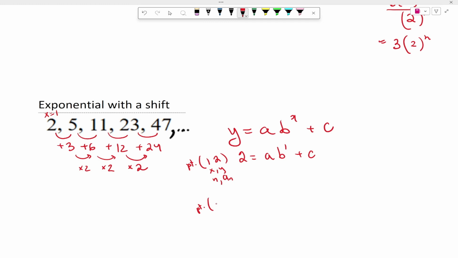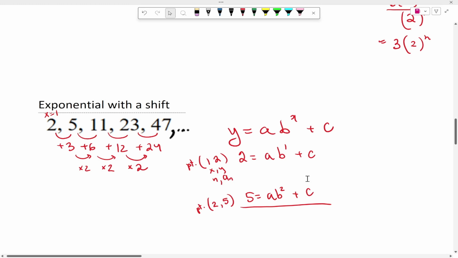Let's do the next point. If you were to use the second value of position, which is the value of 5, that will give you 5 equal to a, what else? b squared. Then plus c. So at this point, we still need a third point as well to use, but we can maybe eliminate the c's because it's plus c here. So what if we were to subtract these two equations? So let's do 5 subtract 2, you get a 3. Then ab squared minus ab, they're not like terms, so I'll deal with it later. I'll just record this. And then c subtract c is gone.